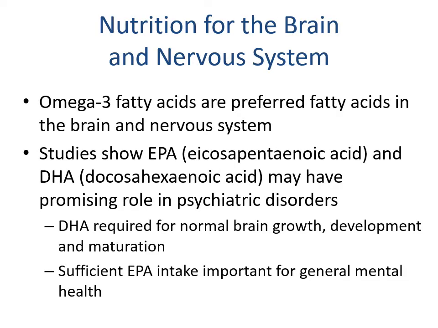Now you'll see that this is a recurrent theme as we talk about nutrition for the brain and nervous system. You'll see this again, especially when we talk about other disorders. So omega-3 fatty acids are the preferred fatty acid in the brain and are incorporated in the nervous system, with a focus specifically on EPA, that's our eicosapentaenoic acid, and DHA, that's our docosahexaenoic acid. These show promise in the treatment of psychiatric disorders.